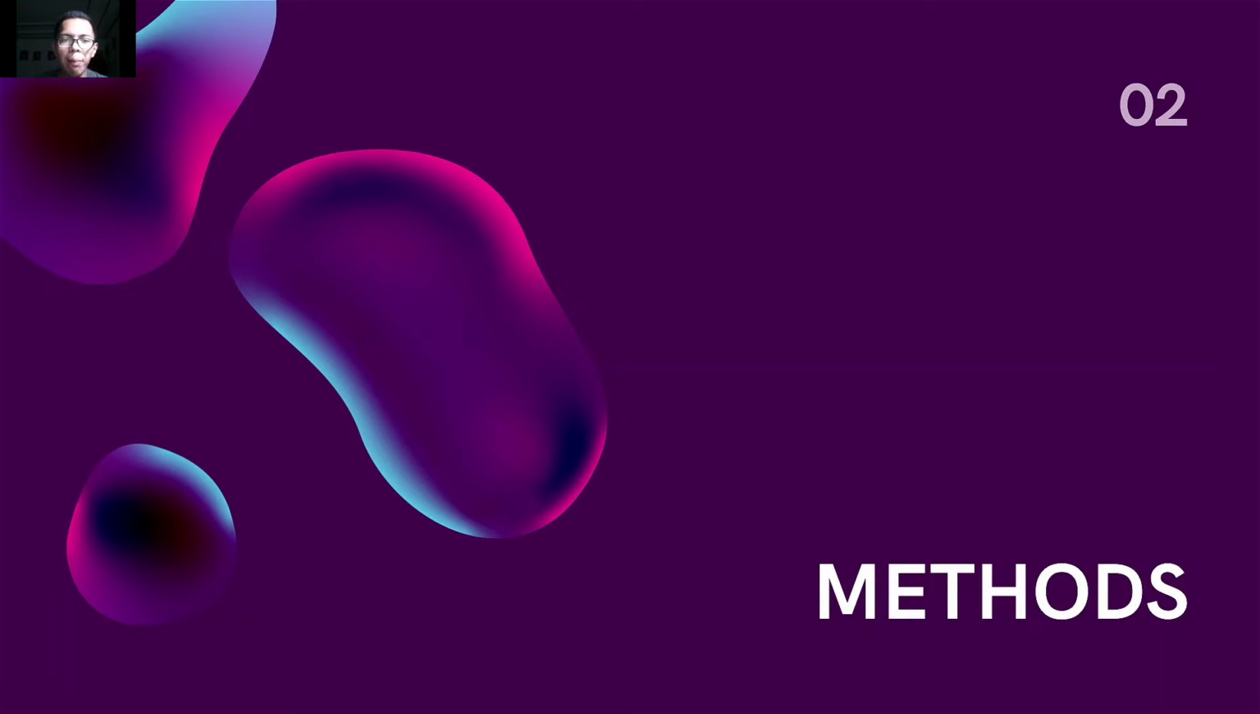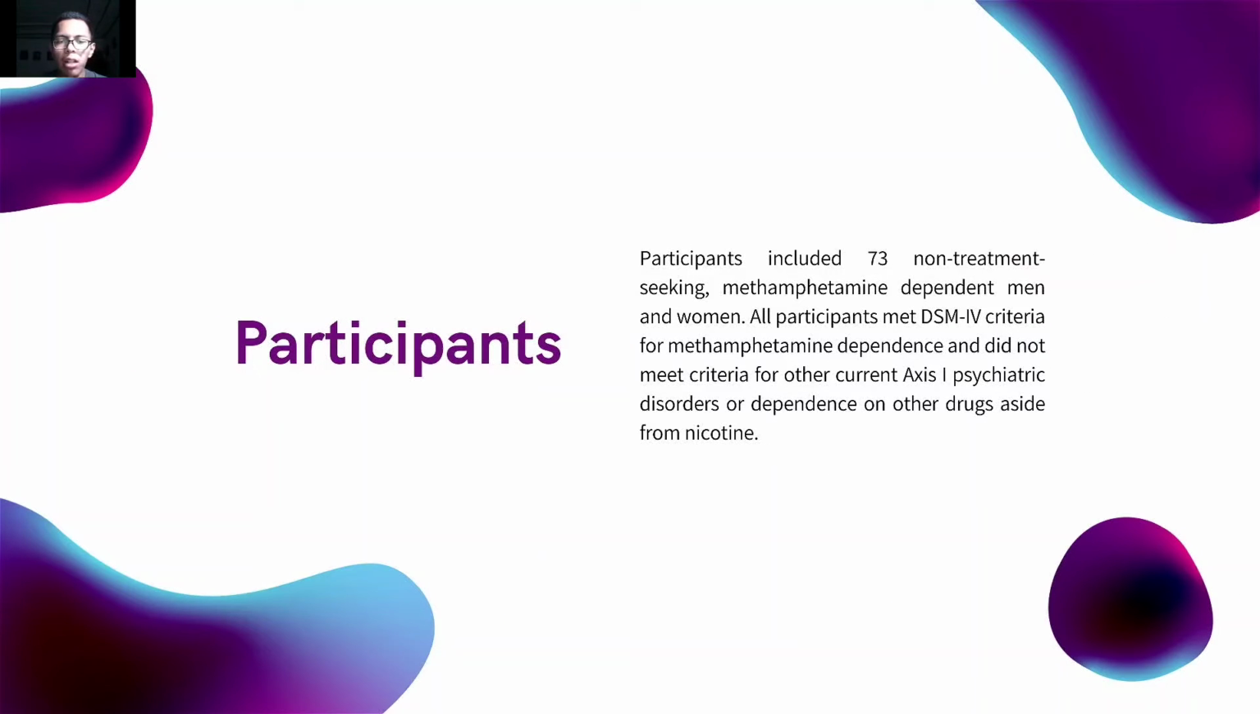Now we move on to the methods. First is the participants. The participants included 73 non-treatment-seeking methamphetamine-dependent men and women. Subjects were recruited from the community via radio and newspaper advertisements. All participants met DSM-IV criteria for methamphetamine dependence and didn't meet criteria for any other current Axis I psychiatric disorder or dependence on other drugs aside from nicotine.